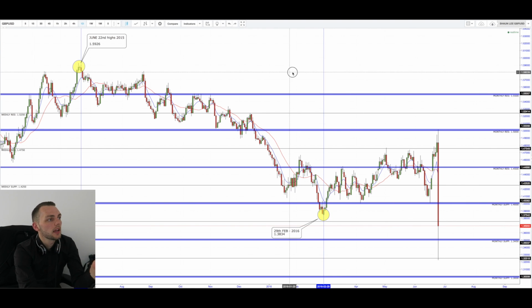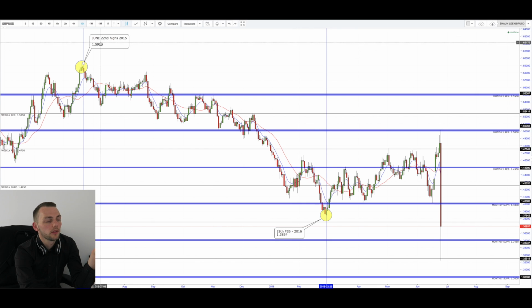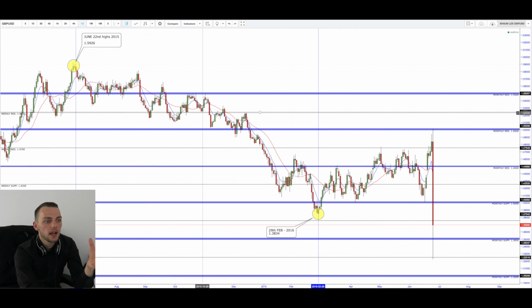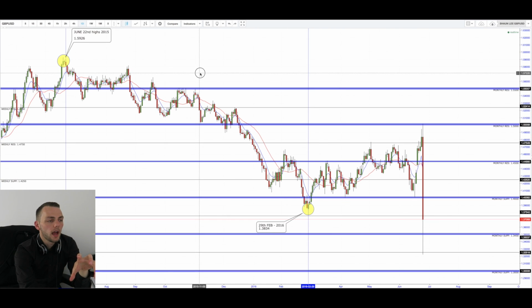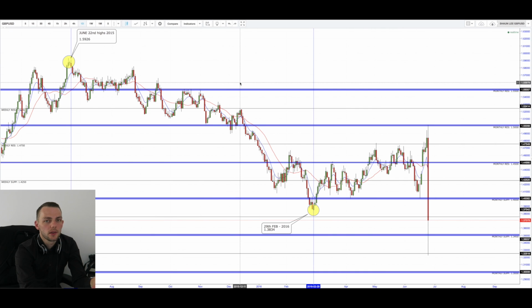Now anyway, getting straight to it, over here we have the June 22nd highs, and we've seen a decline on the GBP/USD since then. We had some lows, 29th of February 2016 at 1.3834. We've consolidated for a while, and as you can see, we're actually reacting to these key levels, these boundaries. Now, how could we have maybe looked at GBP/USD to predict where potentially it's going to lead?